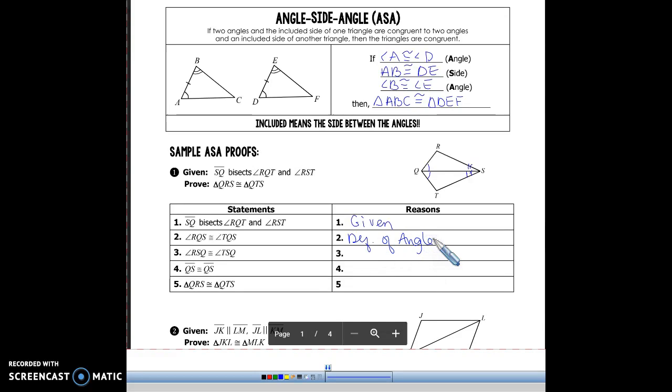Remember on that very first page of notes, I told you there was a list of things. If you're showing angles congruent, it was either given, definition of angle bisector, or some parallel line angles. So you've got to know those. Definition of angle bisector: if something bisects an angle, then it's an angle bisector. Also, angle RSQ and angle TSQ were congruent. We already marked those. And again, it's because it has been bisected. So that's the definition of an angle bisector.